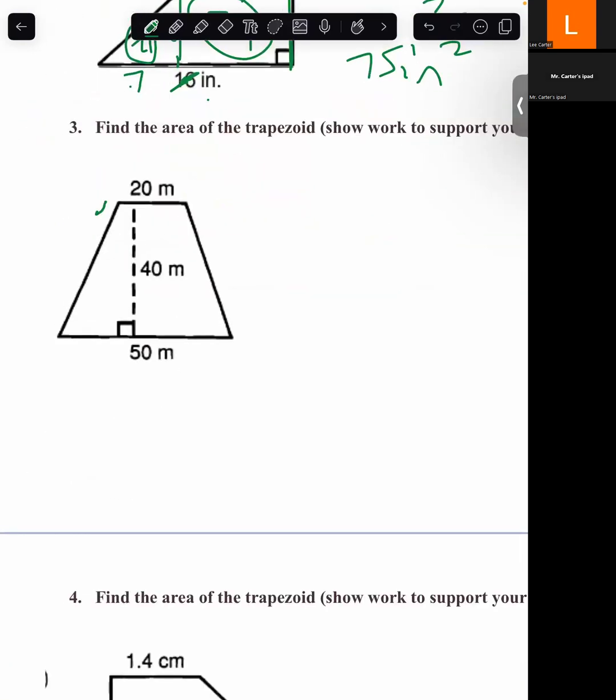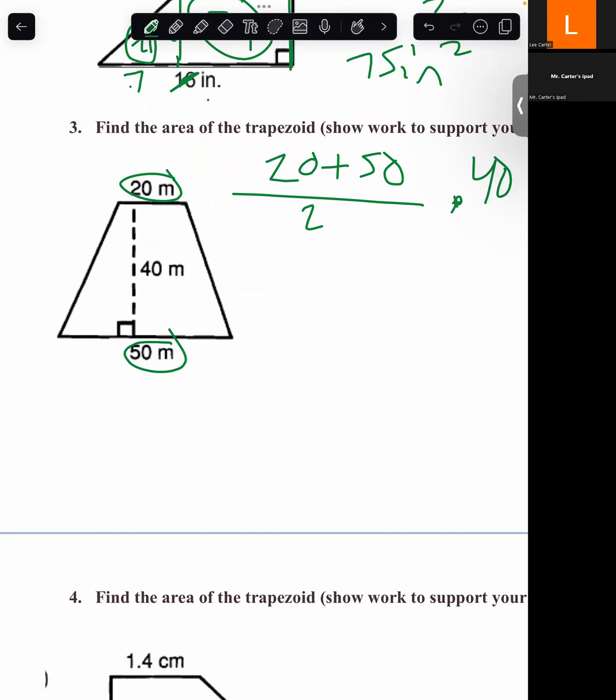This one, I think, makes the most sense to average the two bases. So we have 20 plus 50, these two bases, and then we divide that by 2. Then we multiply times the height, which is 40. 20 plus 50 is 70. 70 divided by 2 is 35. Then 35 times 40, the height, gives us our answer.